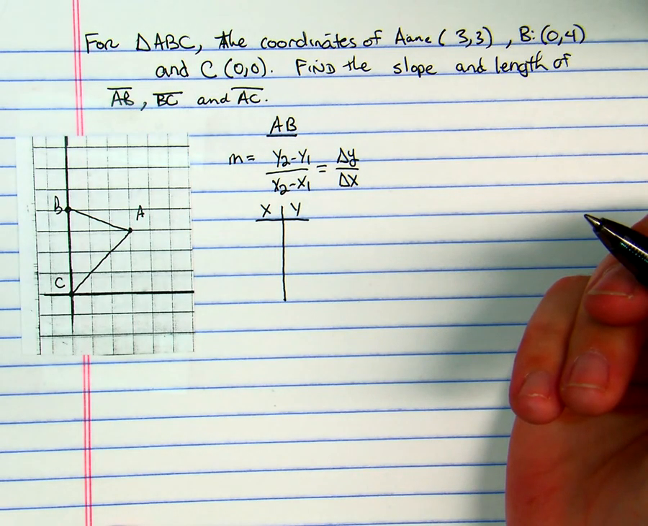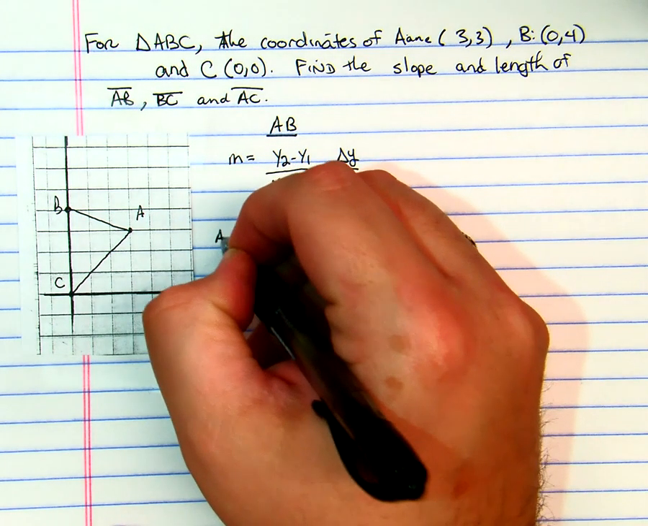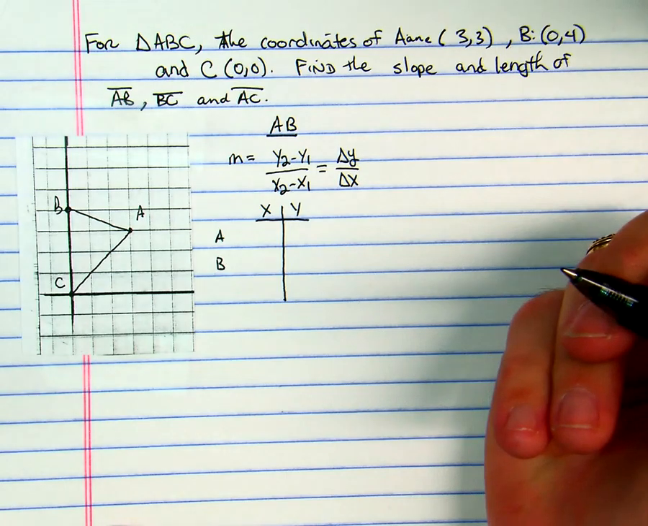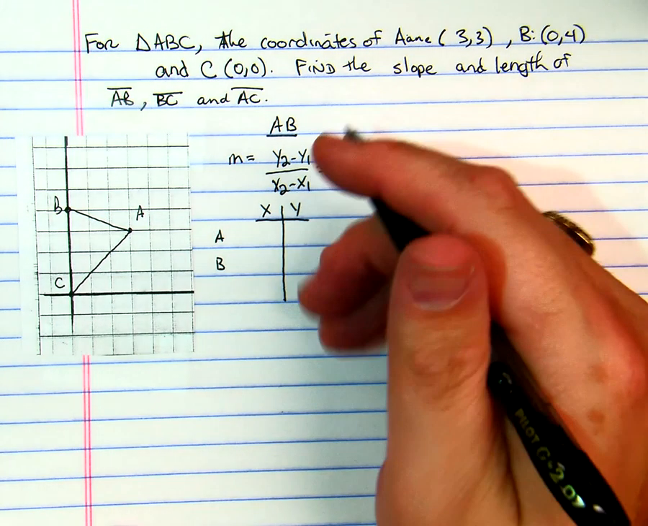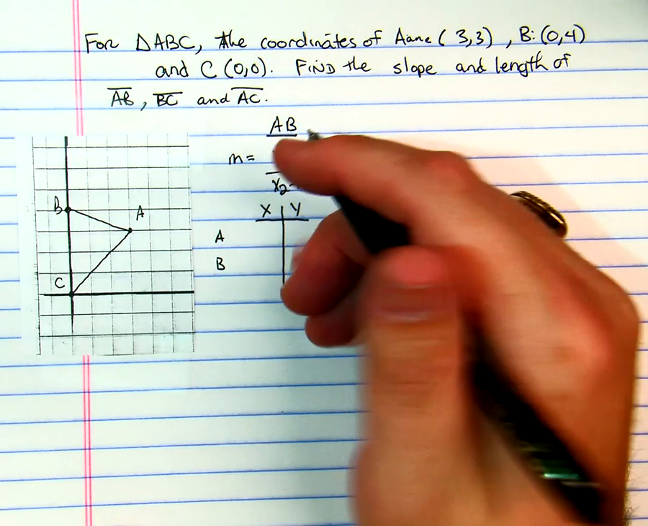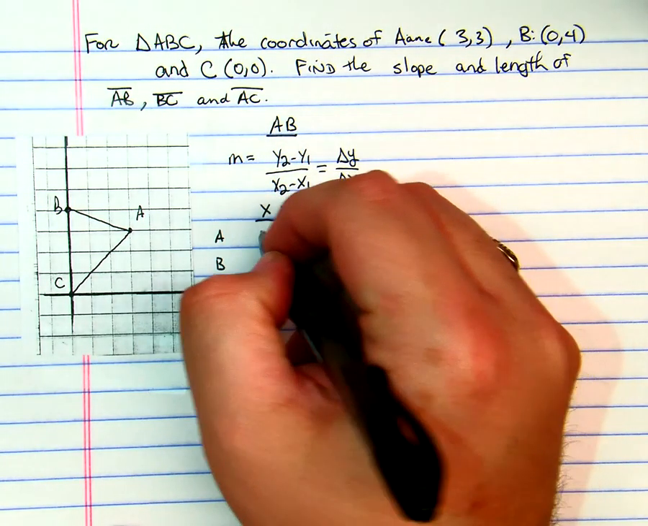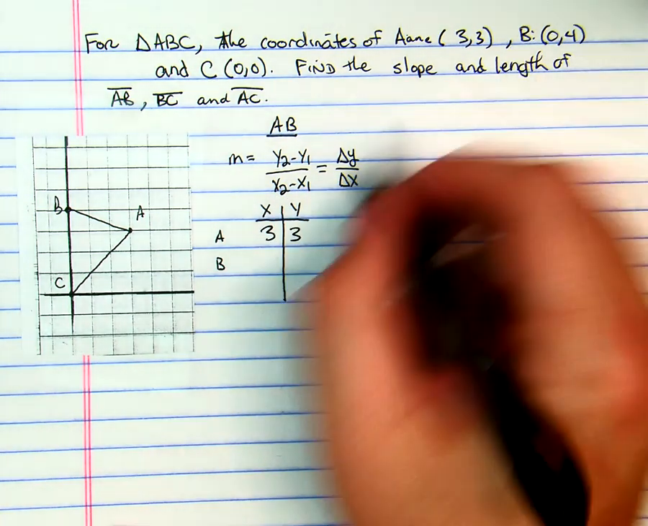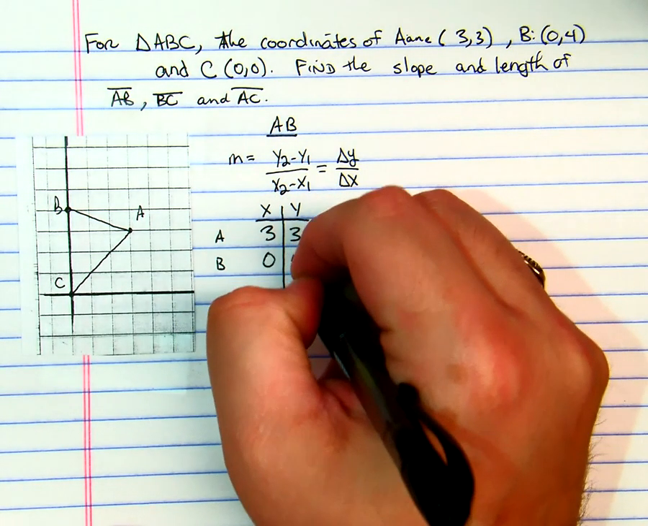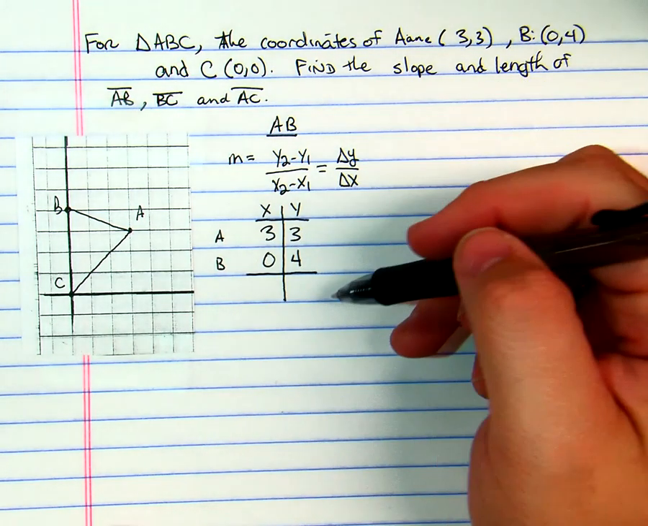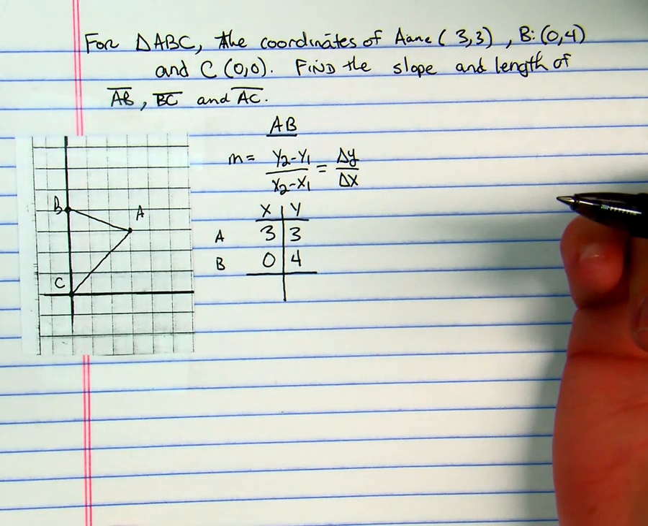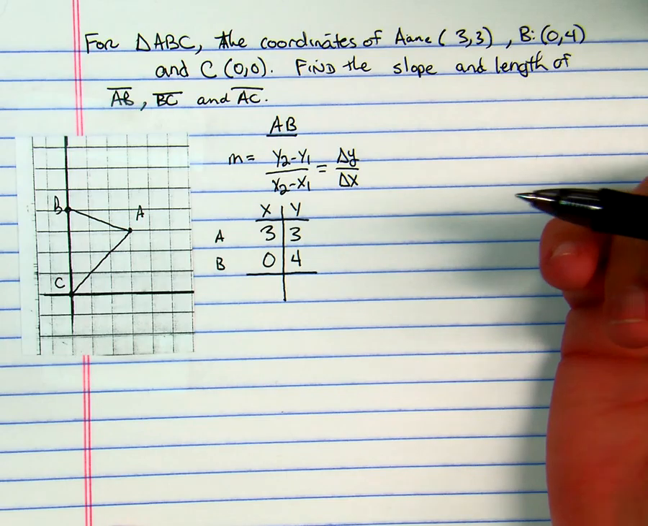I'm going to put point A and point B in the two parts here. A is at (3, 3). B is at (0, 4). And now I have my x's lined up, I have my y's lined up. What do I do with the x's and the y's? I subtract them.